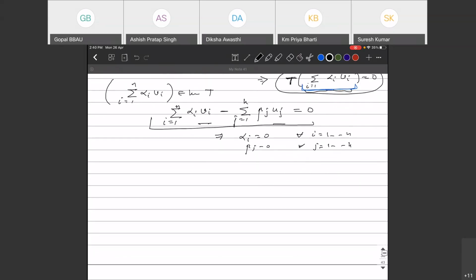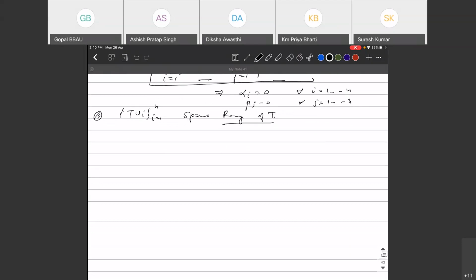Okay. The second part is: T V I, 1 to n, spans the range of T. So how do you see this? Take a vector W in the image or range of T. Since W is in the range of T, there exists some V in V such that T V equals W.